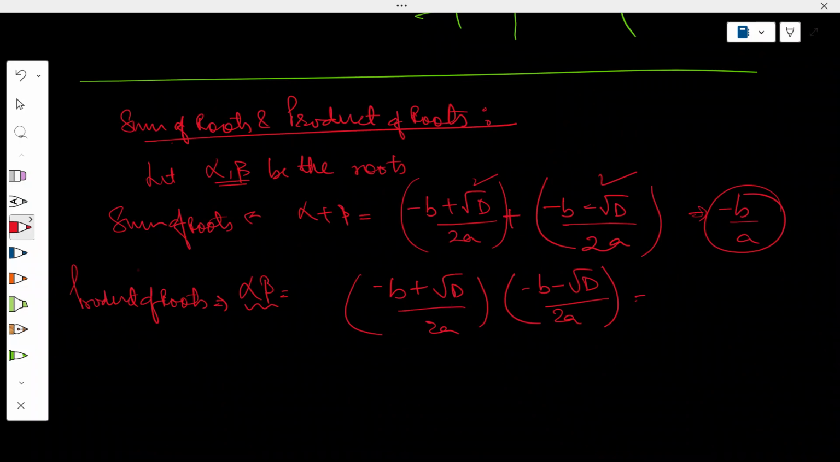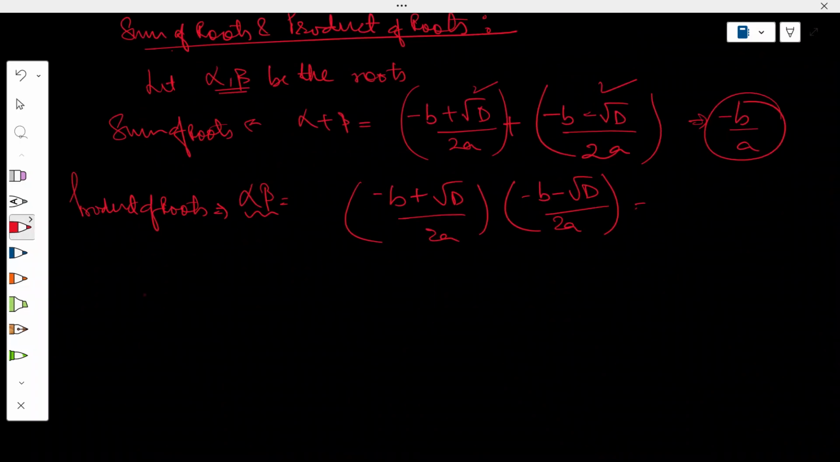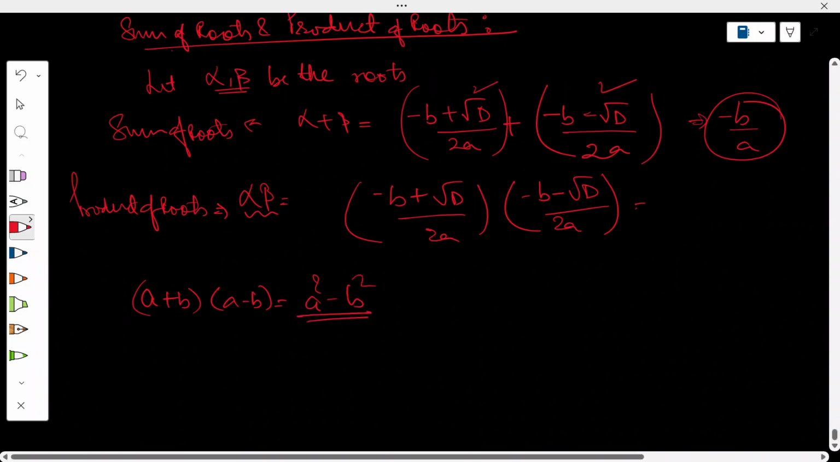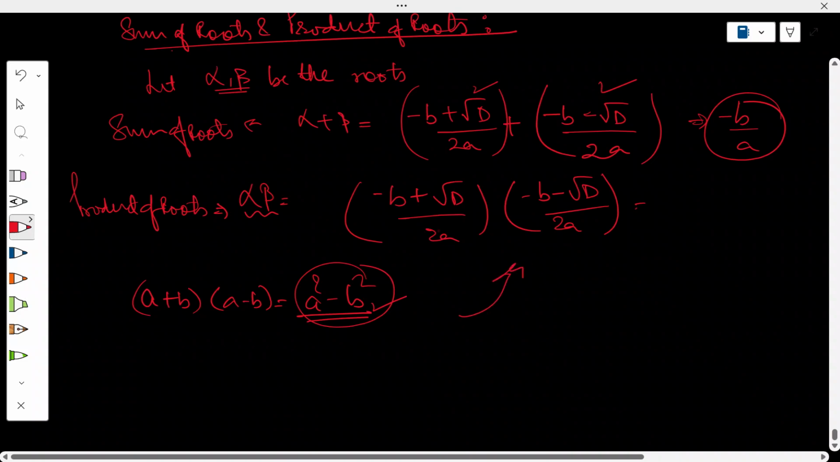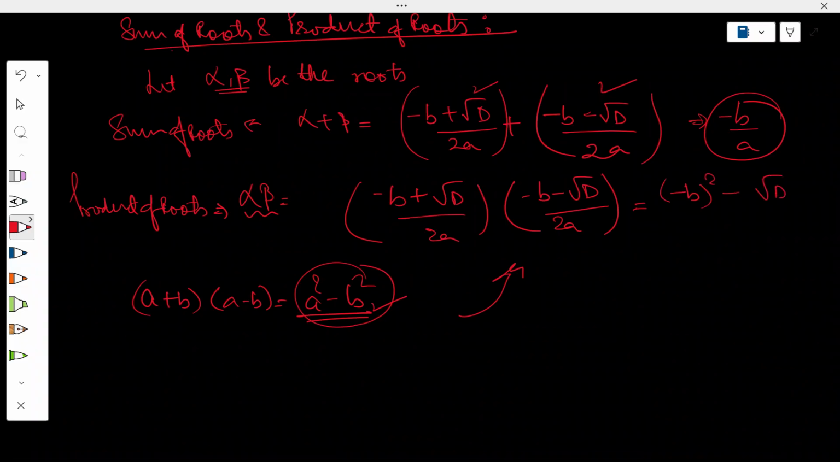So here, we can use the formula (a plus b)(a minus b) is equal to a square minus b square. A plus b times a minus b is a square minus b square. If you use this formula here, we have minus b whole squared minus under root d whole squared, divided by 4a square.